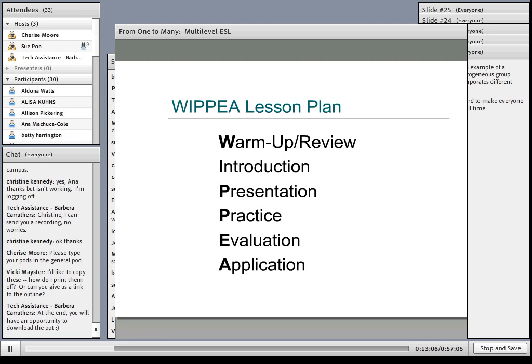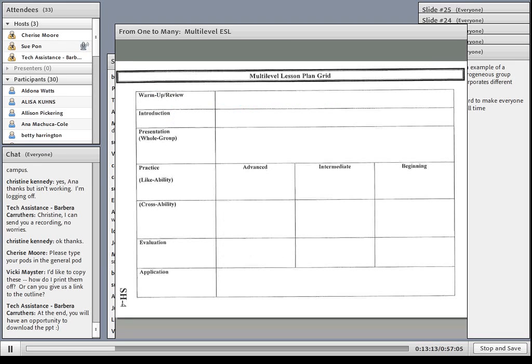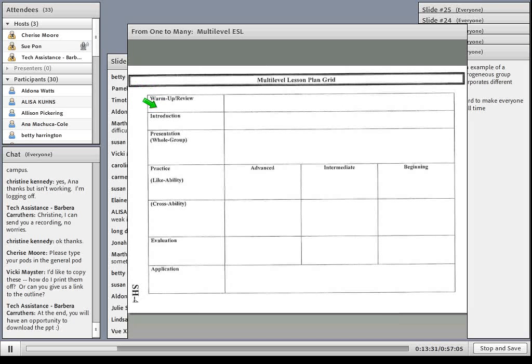So now let's look at a multi-level WIPIA lesson plan template. Now let me see if I can get my little arrow here. Oh my goodness. I'll keep working at that. This template is from the CALPRO workshop. Barbara, can you give me a hand? Here we go. So on the left, you'll see the WIPIA lesson plan stages that we just reviewed.